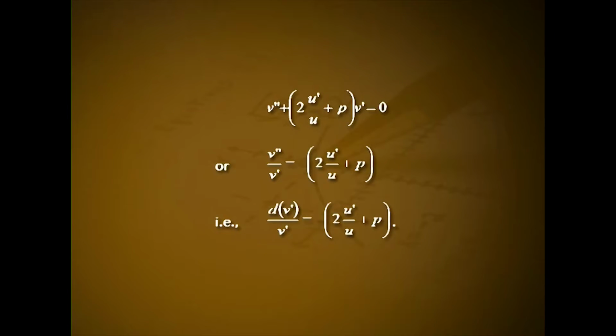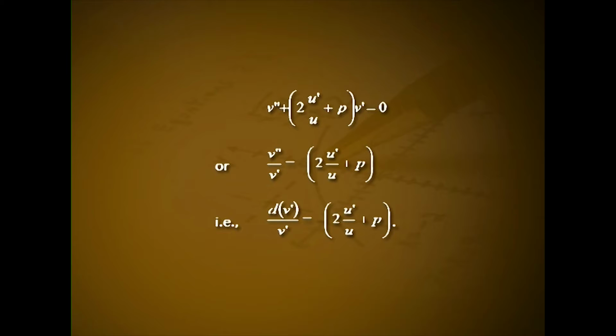Note, if r of x is equal to 0, that is the given equation is homogeneous, then from the equation v double dash plus 2 into u dash by u plus p into v dash is equal to r by u, we have v double dash plus 2 into u dash by u plus p into v dash is equal to 0, or v double dash by v dash is equal to negative of 2 into u dash by u plus p, that is d of v dash by v dash is equal to negative of 2 into u dash by u plus p.